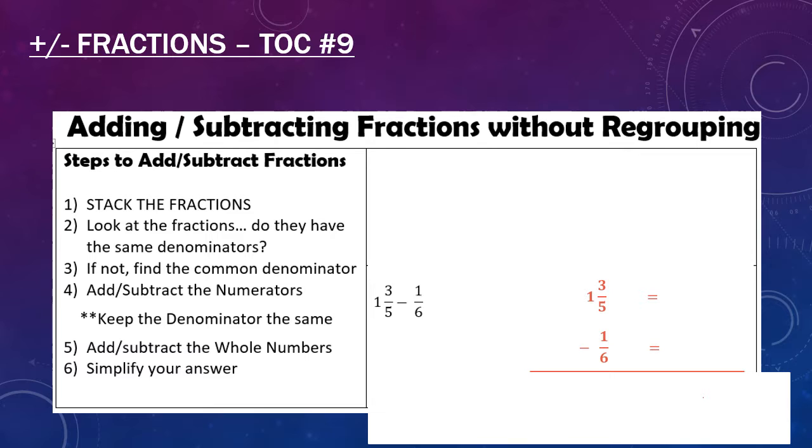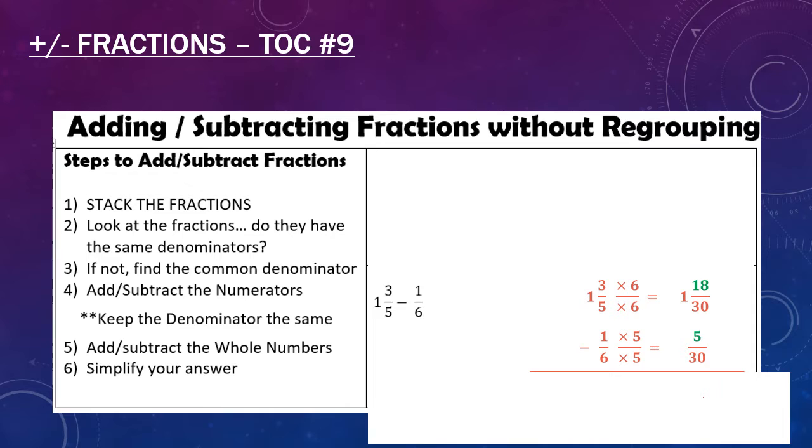Next example is a subtraction one. This time I have a whole number, a mixed number minus a fraction. You still have to find common denominators. Stack your fractions. Ask yourself, do they have common denominators? The answer is no. So this time I'm going to find the least common denominator, which is 30, and it's found by multiplying 5 times 6. So 1 3/5 gets multiplied by 6, 1/6 gets multiplied by 5, and I end up with 1 18/30 on the top, and 5/30 on the bottom.